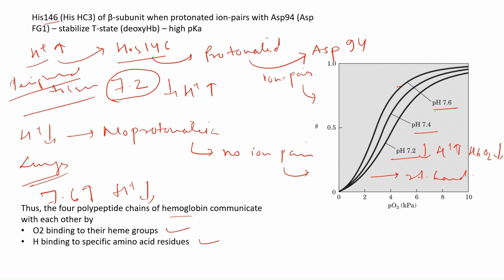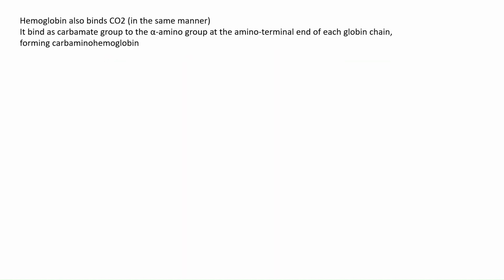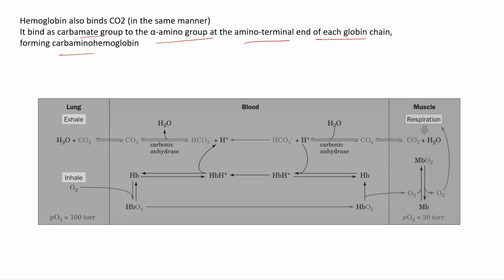for the hydrogen binding. Now hemoglobin also binds with carbon dioxide in the same manner as it does with the hydrogen ion. It forms carbamate group to the alpha amino group at the amino terminal end of each globin chain, forming carbinohemoglobin. Now this is in short about the Bohr effect.